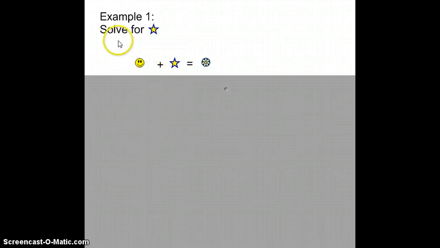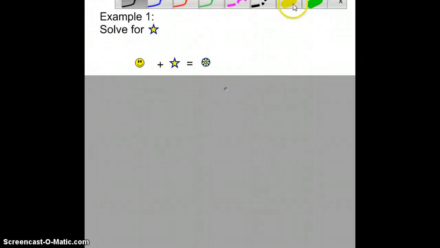So you look here, we're going to solve for star. And our equation here is smiley face plus star equals a flower. So take a second and jot that down. Those of you that are not artists, do the best you can to draw these symbols. Okay. And again, if we want to solve for the star, what you got to remember is we need to get this star all by itself.